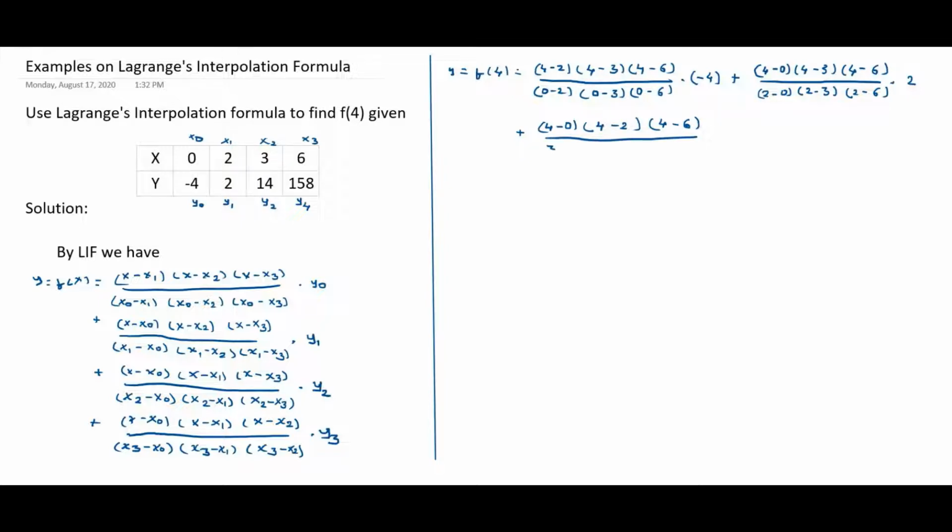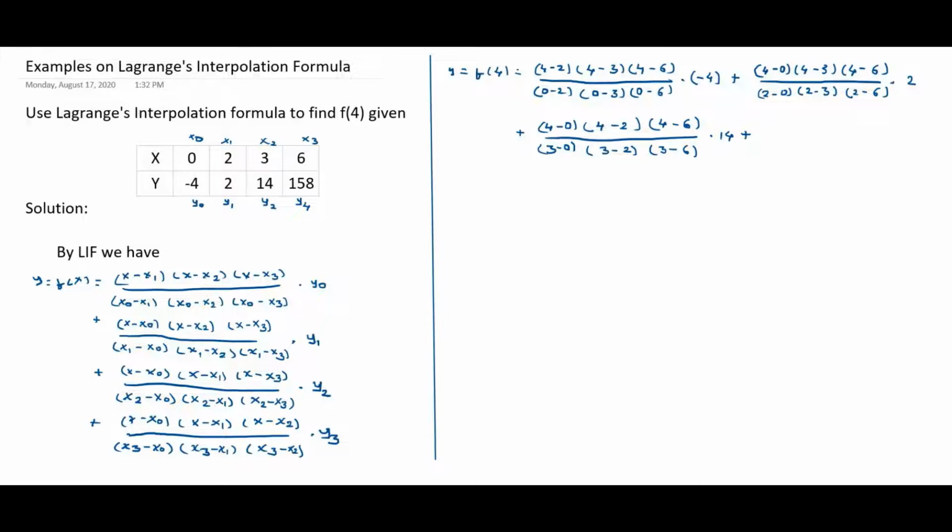The x2 value is 3. So 3 minus x0 means 3 minus 0. Then x2 minus x1 means 3 minus 2, and 3 minus 6, into the y2 value, which is equal to 14, plus.